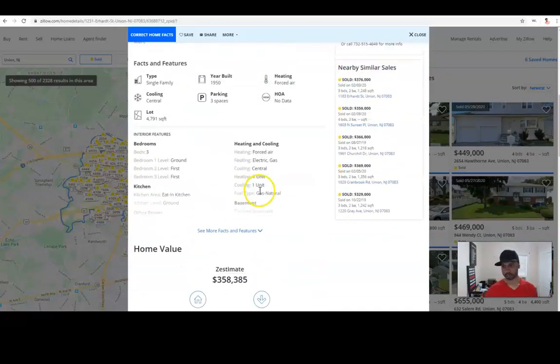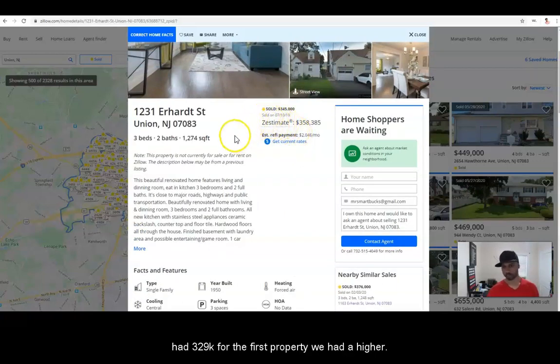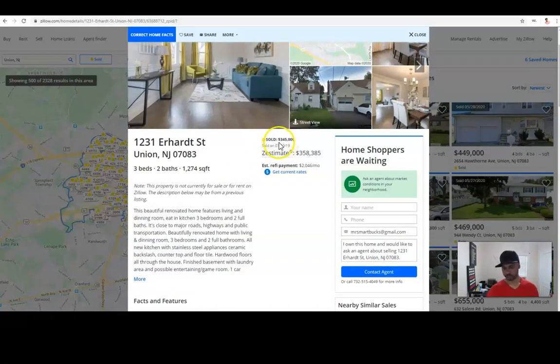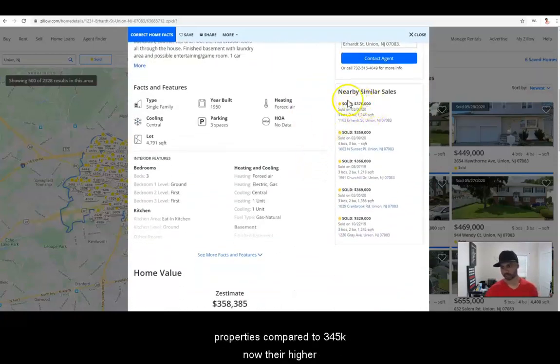Now, another thing is, if you want to keep going higher, now we saw that we had 329 for the first property. We had a higher-priced property that sold for 345. Now, you go down here and look at these comps of sold properties compared to the 345. Now they're higher. They're at 376, 359, 366, 369, 329. So now the comps are getting higher. So this is a way to use Zillow to get higher comps and just keep following the other property. So this is also a 3-bed, 2-bath, around 1,200 square feet for 376.